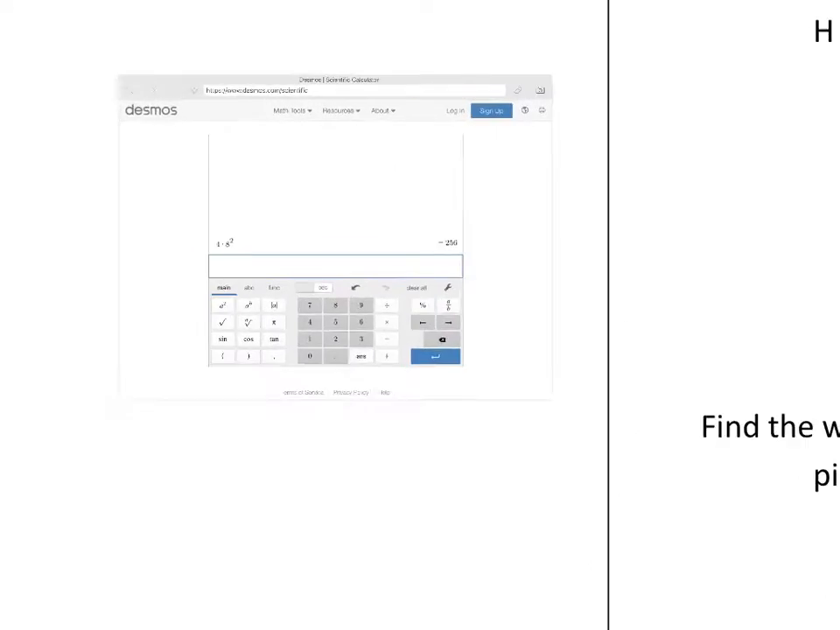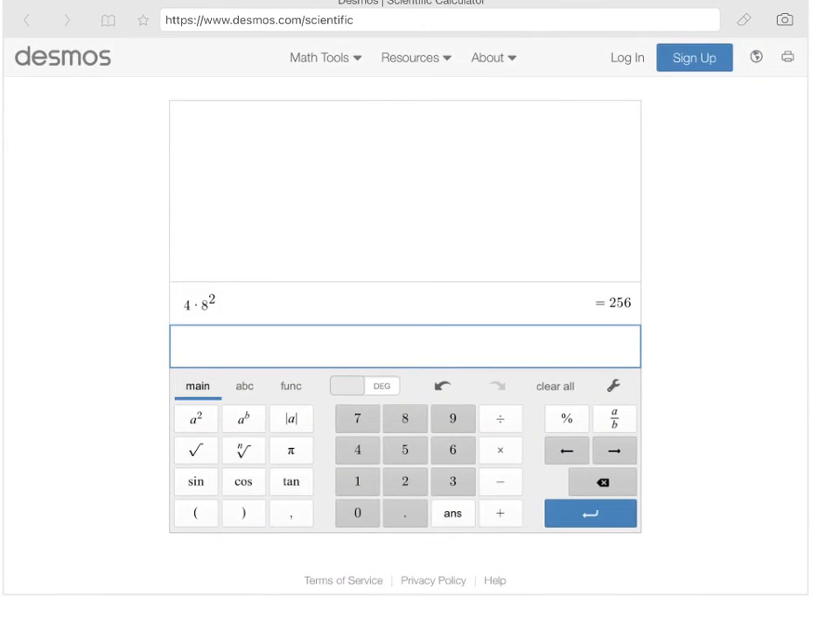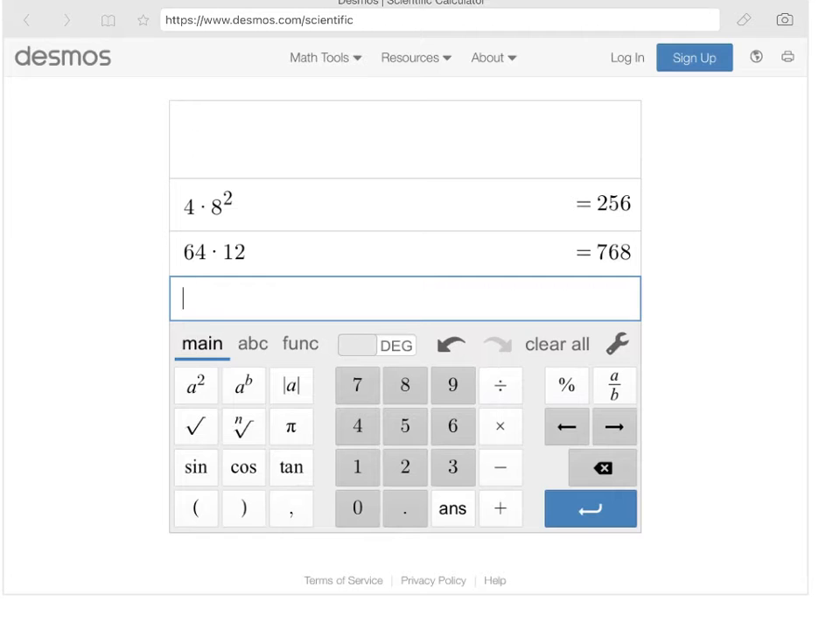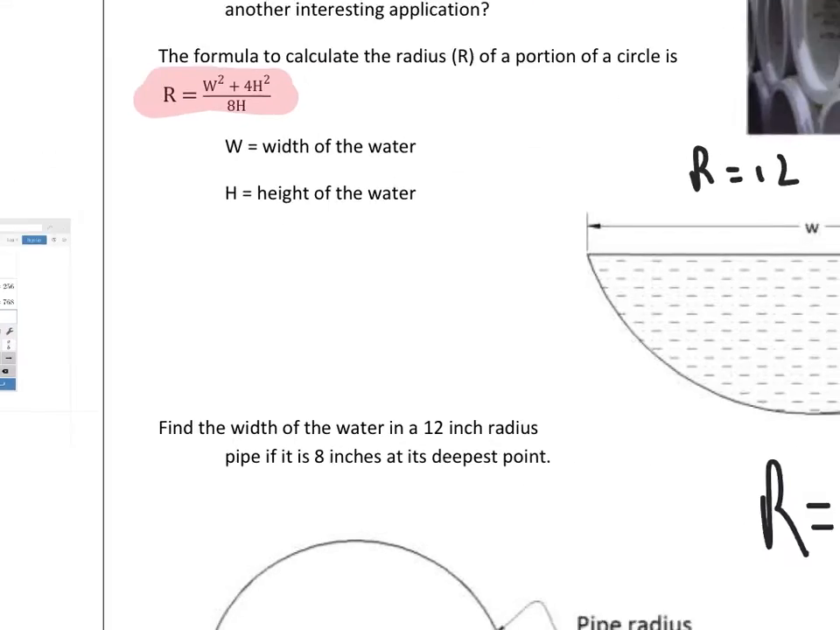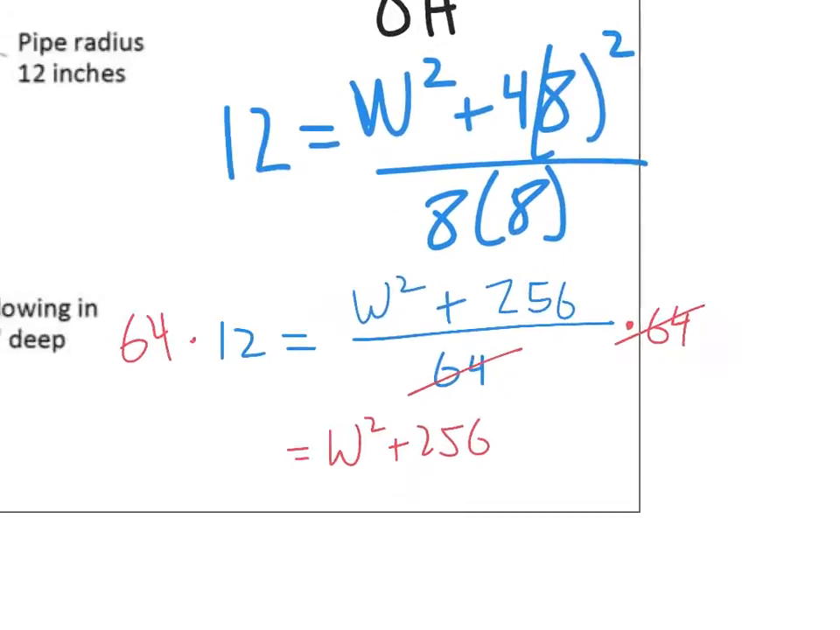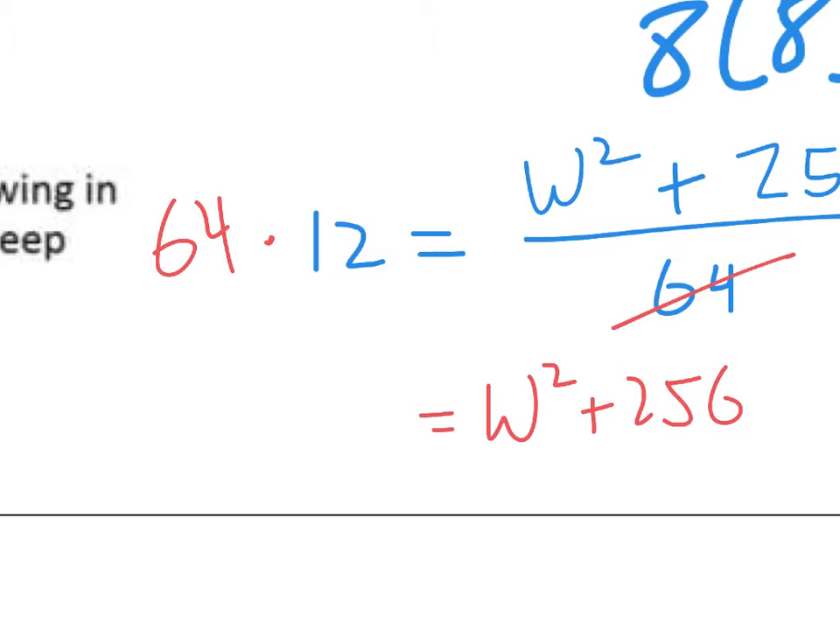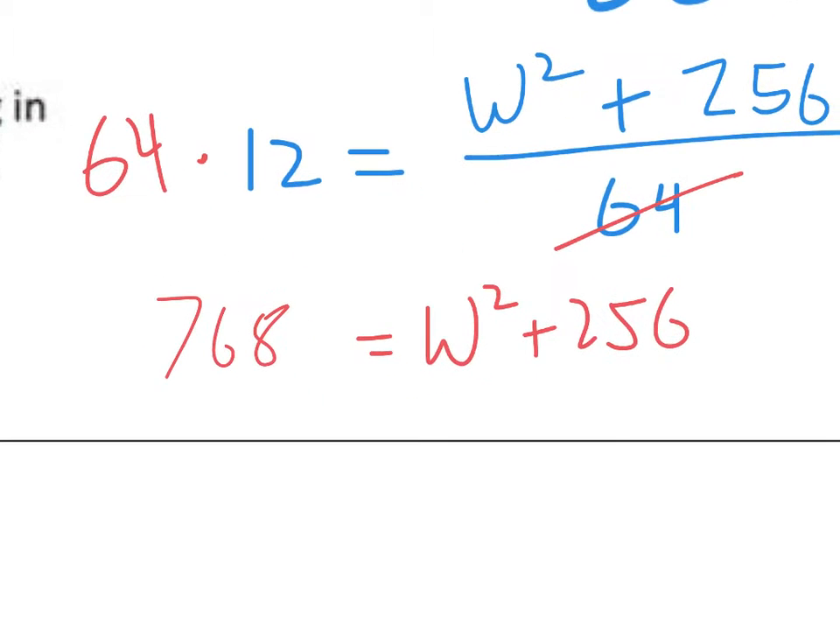We'll let our calculator do that. 64 times 12. All right, we got 64 times 12 is 768. So 768 there. And we're almost there. So the opposite of adding is subtracting. So let's go ahead and subtract 256. And let's see.